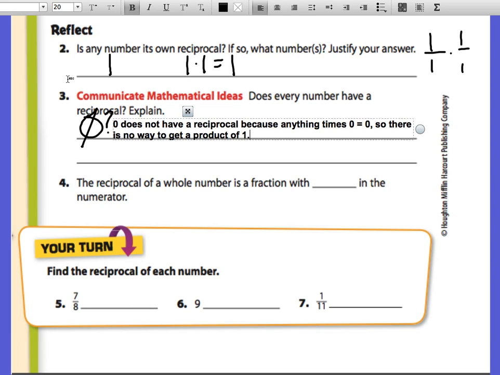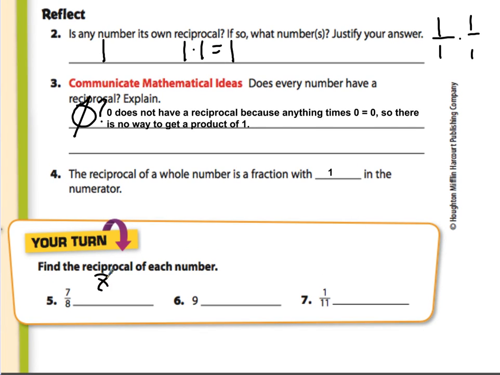Okay, so the reciprocal of a whole number is, just like we said before, a fraction with 1 in the numerator. A whole number turned into an improper fraction has 1 in the denominator. Its reciprocal will have 1 in the numerator. So I want you to go ahead and take a minute, try these your turns, and then come back and check your answers. You should have a pencil so you can write. You should have 8/7, 1/9, and 11/1. Like I said, pretty simple.